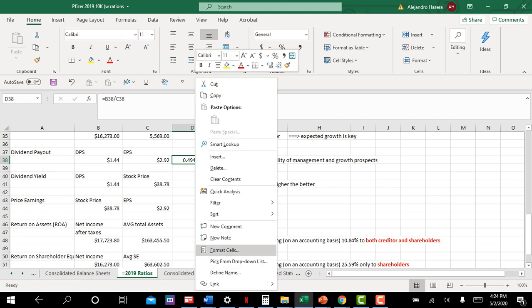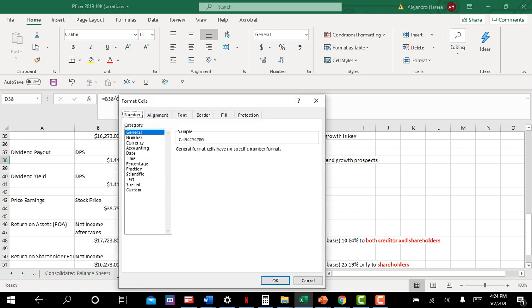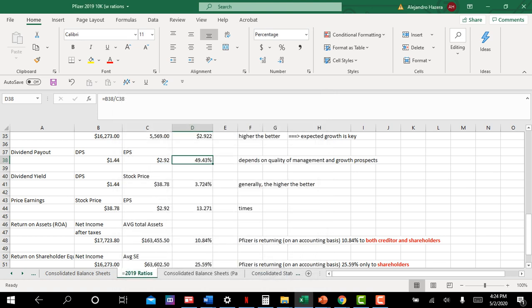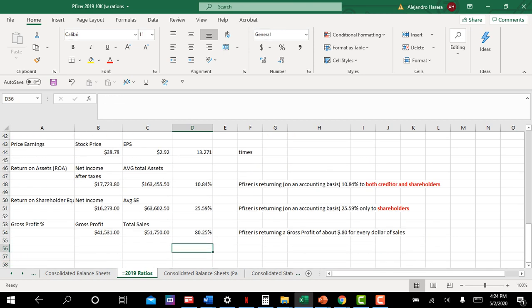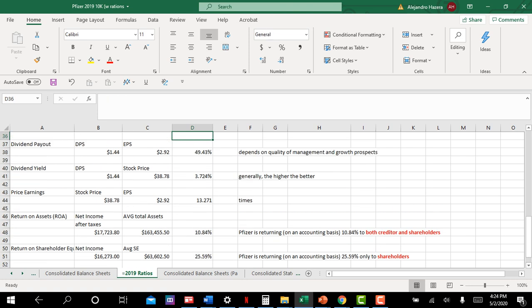And I'm going to reformat this. This should be dollars actually. Oh, percentage is fine. You can always put dollars. It's 49% of earnings per share, or close to 50 cents of dividends of each dollar. So this high gross profit enables Pfizer to have both high payout and high dividend yield. We'll get to more of this when we look at the statement of cash flows. But anyway, that's what it means.